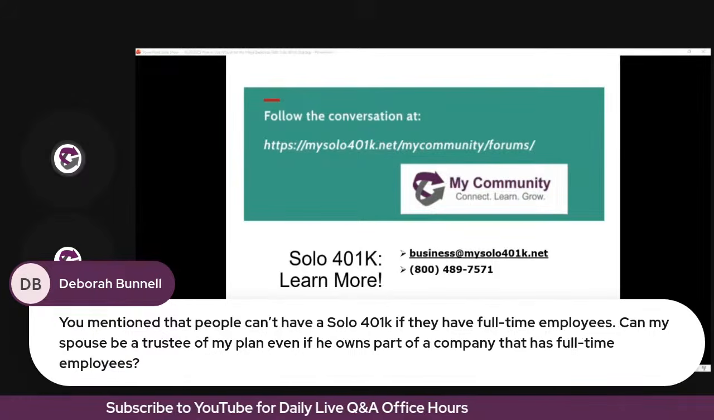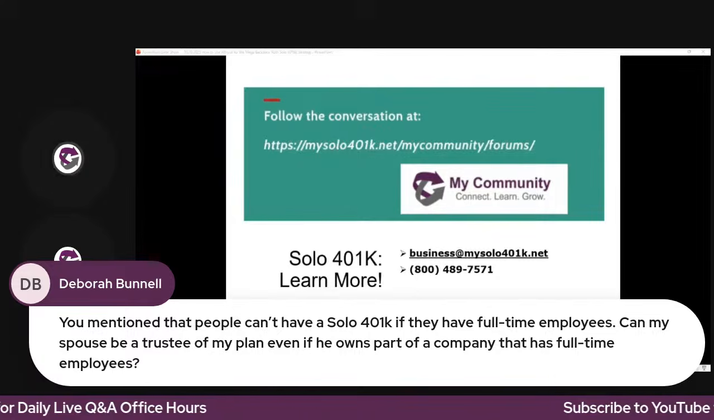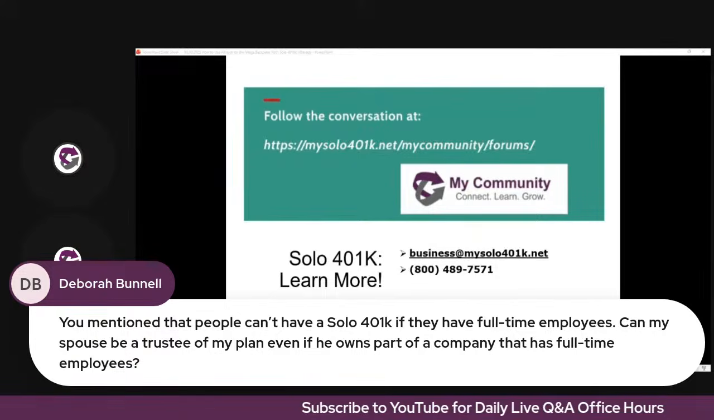And the fact that the spouse is also a trustee of the solo 401k plan sponsored by the business with no employees, it's not relevant to this discussion. They can be a trustee.